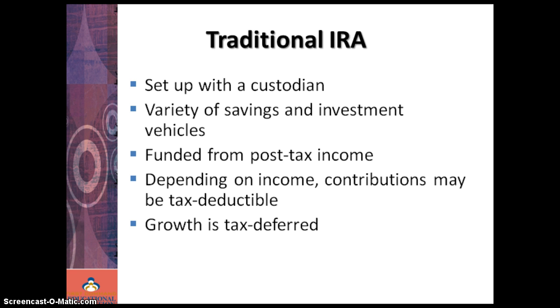IRAs are offered in a variety of savings and investment vehicles, such as money market accounts, certificates of deposit, stocks, bonds, and mutual funds. The money going into your traditional IRA usually comes from post-tax dollars. If you have the funds deposited from your paycheck, the money is deducted from your net income after taxes have been taken from your gross income.